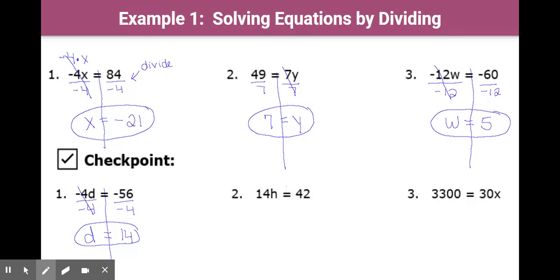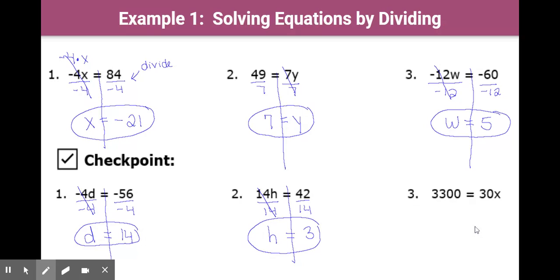Problem 2, draw the line. 14 times h equals 42. To undo that multiplication, I'm going to divide both sides by 14. My 14's will cancel, so I'm left with h equals. What is 42 divided by 14? 3. So final answer, h equals 3.